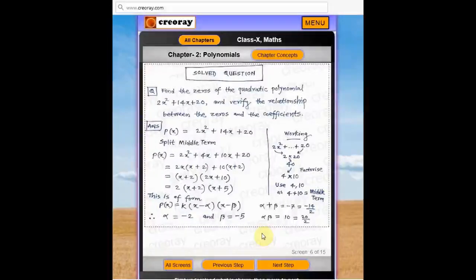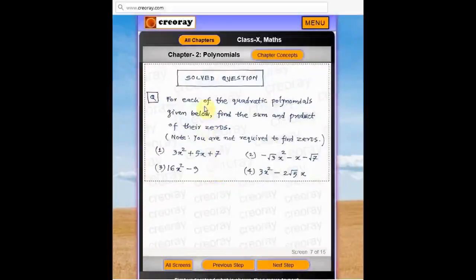Find alpha and beta only if the question is a long answer question. If the question carries only 1 or 2 marks, simply use minus b by a and c by a and write the answer.